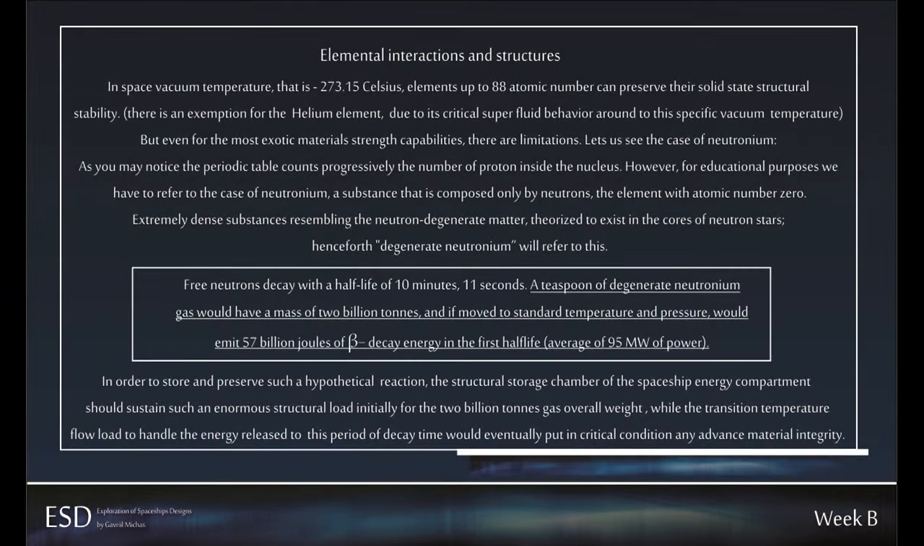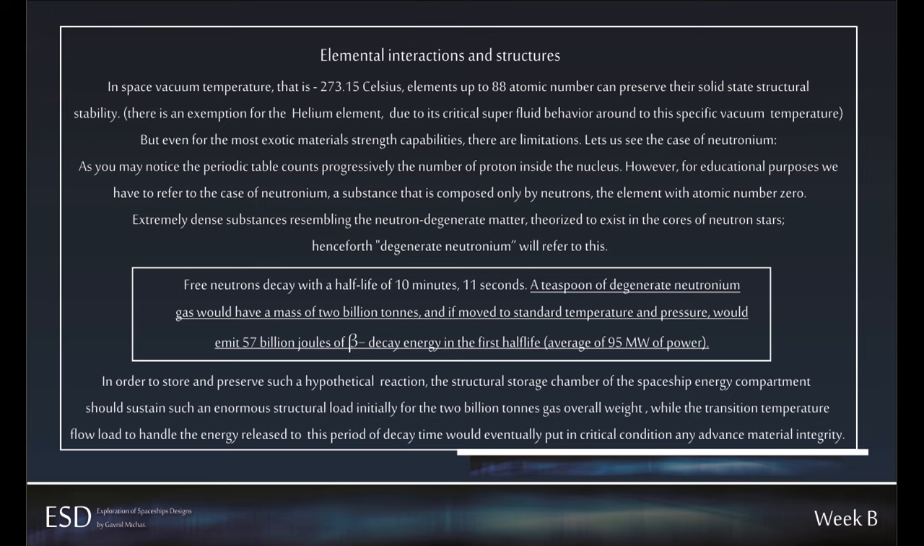Elemental interactions and structures. In space vacuum temperature, that is -273.15 Celsius, elements up to 88 atomic number can preserve their solid-state structural stability. There is an exemption for the helium element, due to its critical superfluid behavior around this specific vacuum temperature. But even for the most exotic material strength capabilities, there are limitations.